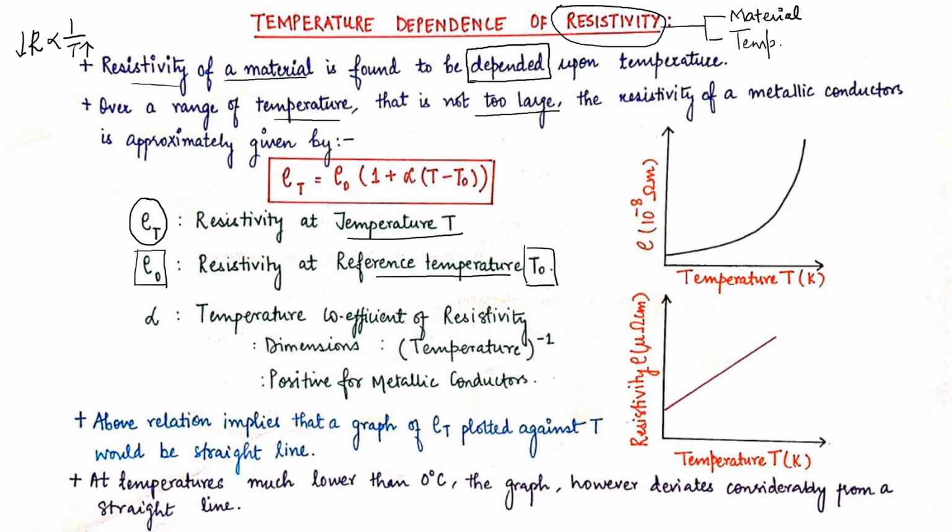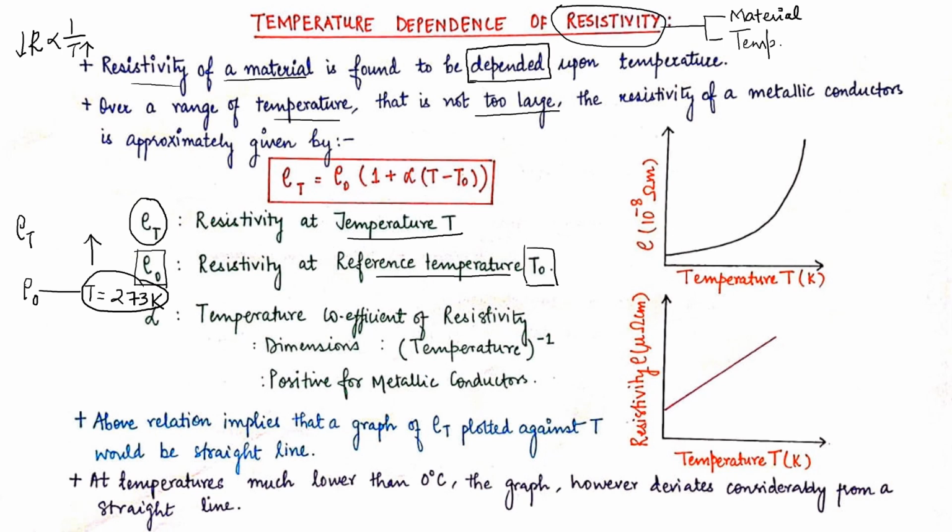What is a reference temperature? A reference temperature is a particular temperature we have taken to compare the resistivity at a different temperature. Now we have found our standard resistivity at temperature equal to 298 or 273 Kelvin. Now with respect to resistivity at this temperature, we aim at finding resistivity at higher or lower temperature.